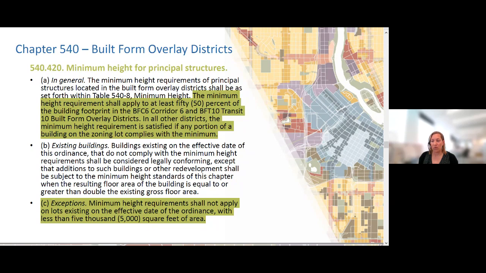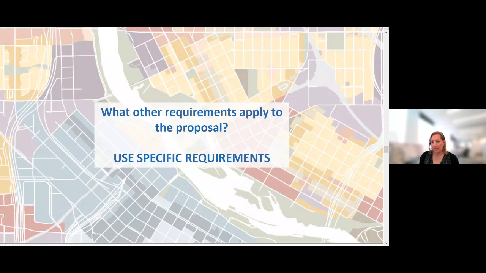Now the 50% threshold only applies in the Corridor 6 and the Transit 10 districts. In all other districts, the minimum height requirement is met if any portion of the building complies with the minimum height requirement. This change was made to ensure that the ordinance didn't create an issue for larger projects that meet the intent of the ordinance and the built form guidance of the comprehensive plan, but didn't meet the letter of the ordinance as it was written. With that, I'll be turning it back over to Jason to cover the next topic.